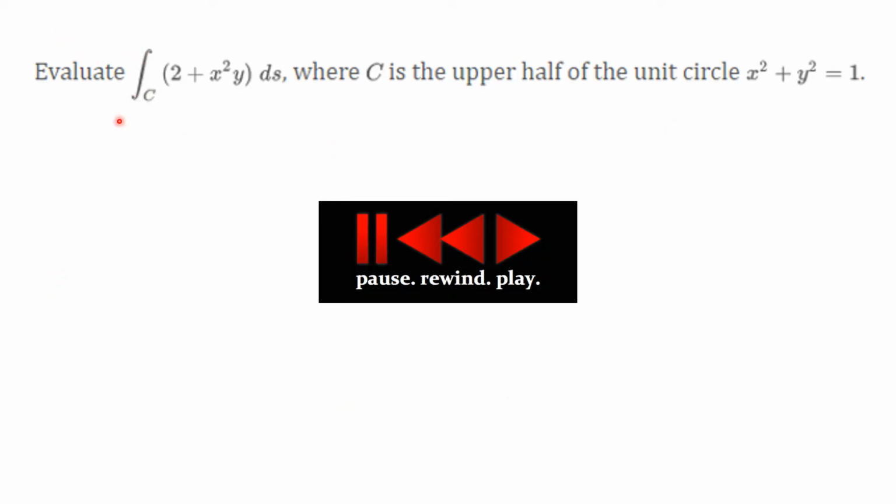Let's now do a problem. So please evaluate over the curve C the integral of (2 + x²y) ds, where C is the upper half of the unit circle x² + y² = 1. You know what to do. Let's see how you did.